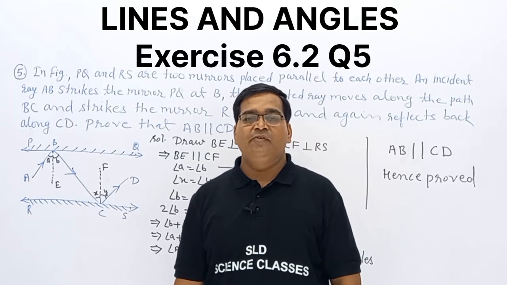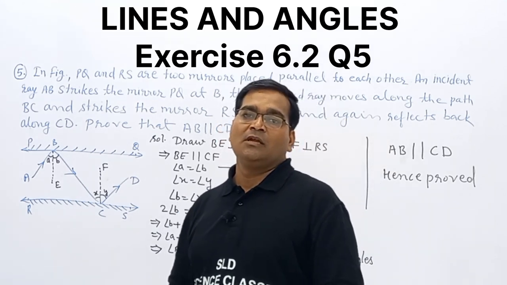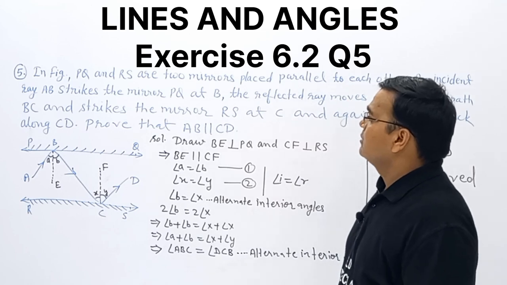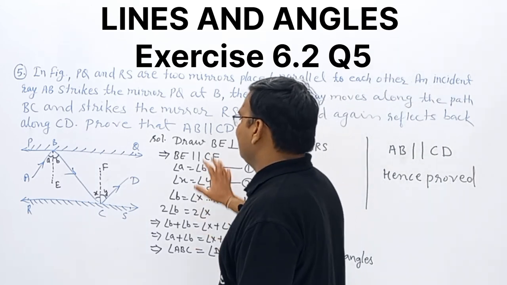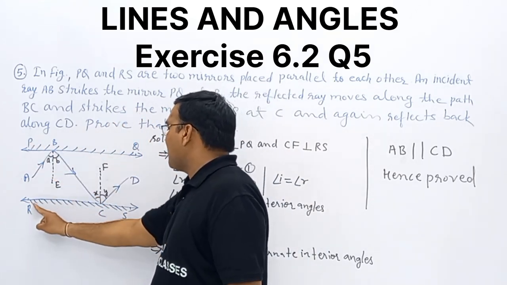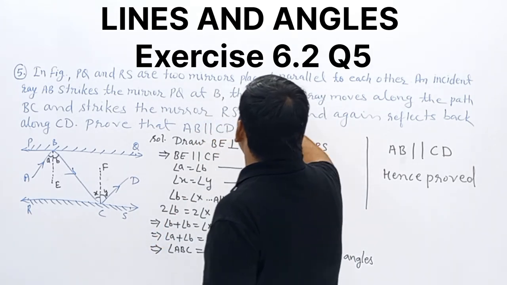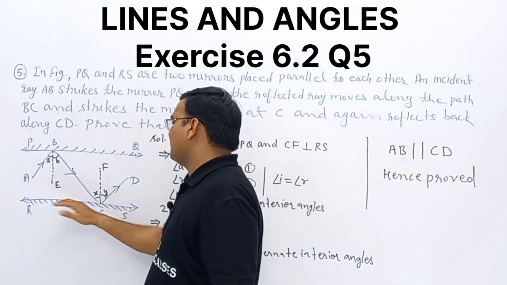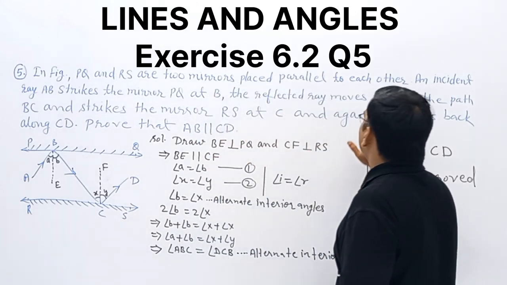In this class, we will discuss question number 5, exercise 6.2, Lines and Angles. Observe this question. In the figure, PQ and RS are two mirrors placed parallel to each other. Both mirrors PQ and RS are placed parallel to each other. Clear?